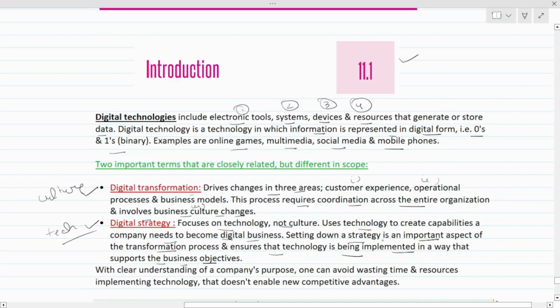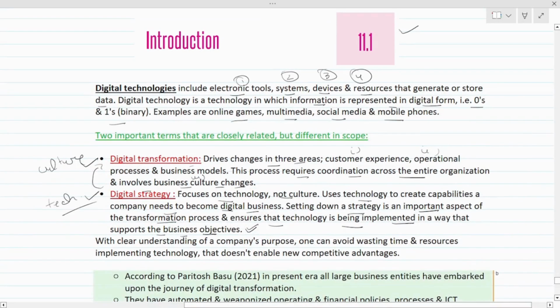It uses technologies for what? For creating capabilities that a company needs to become a digital business. Setting down a strategy is an important aspect of the transformation process and ensures that technology is being implemented in a way that supports the business objectives. So basically you would need the technology or the strategy rather to support the transformation process. Without technology you cannot make the transformation. That's what it talks about, and that technology is implemented in a way that supports the business objectives. So the primary idea of a digital strategy is to support the business objectives, right?